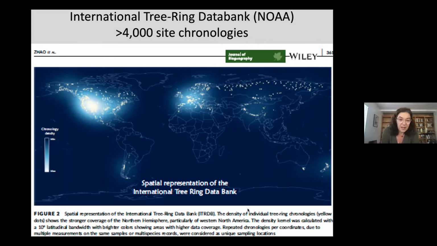As you can see on this map, they are primarily focused in the Northern Hemisphere. There's less landmass in the Southern Hemisphere, and the tropical regions are difficult for tree rings. They're not impossible, but it's much more complex to develop tree-ring chronologies in tropical regions. I won't go into detail about that here.